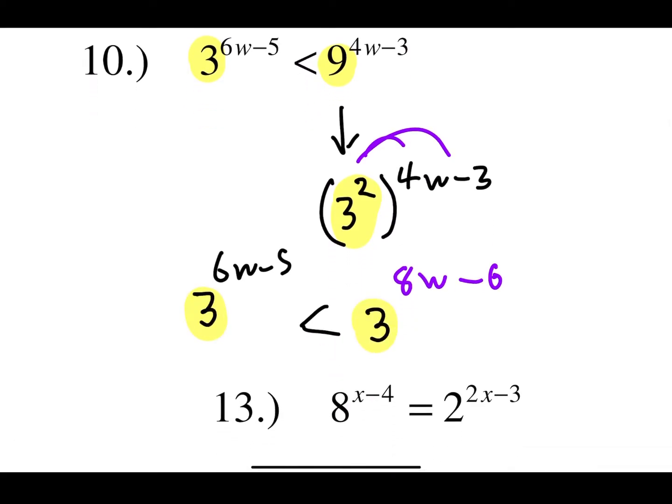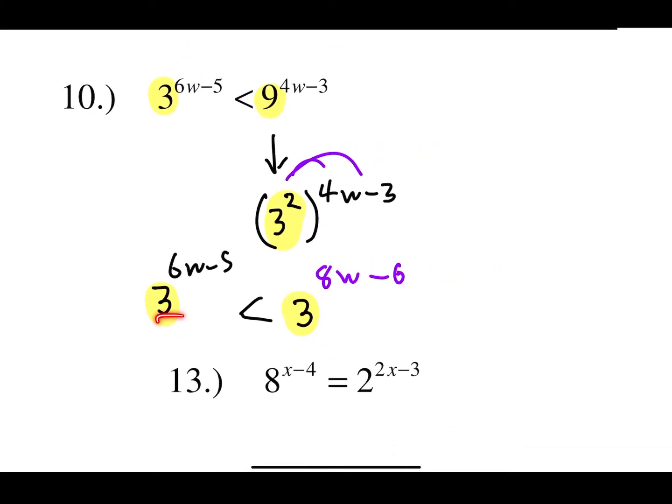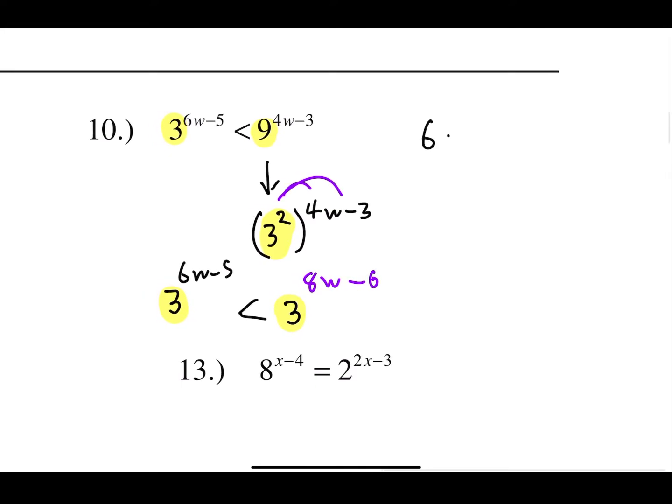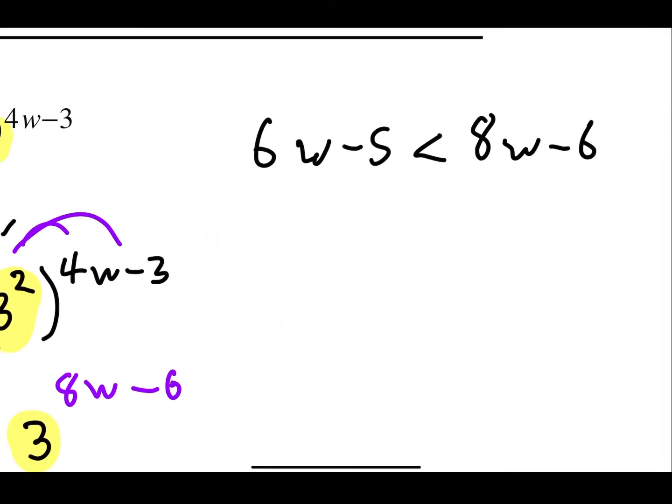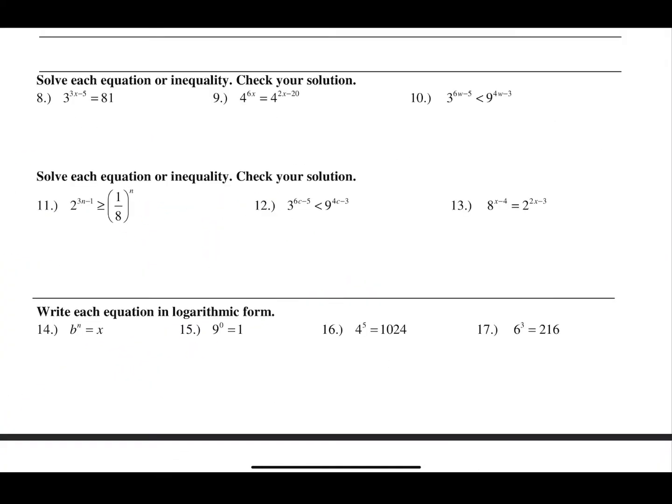In this case, the inequality maintains. 3 is less than the base 3, therefore this exponent is less than this exponent. So we should solve 6w minus 5 is less than 8w minus 6. Solve it all out and we'll get an answer. You can check your answer key for that.